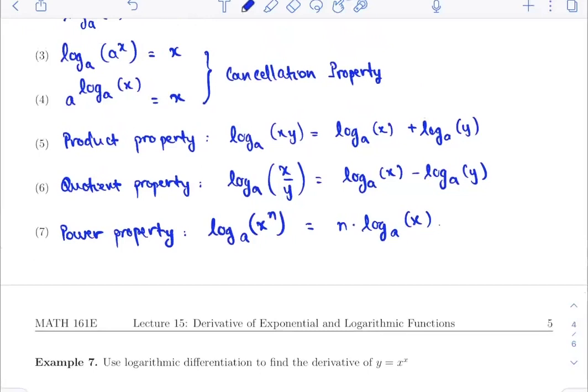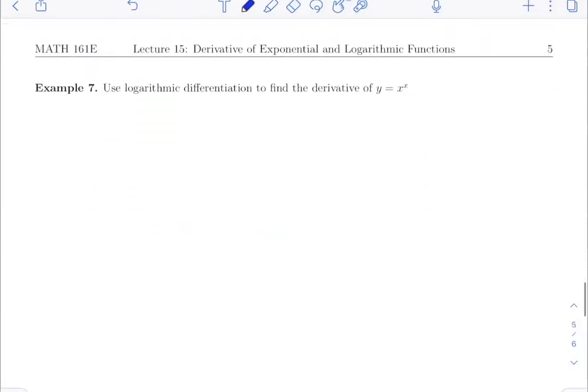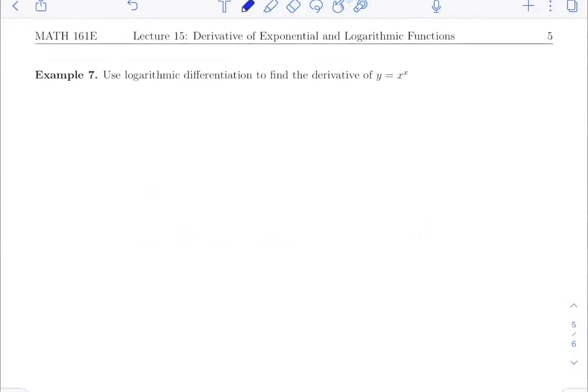I will follow the procedure and I will remind you of the power property over and over again. Hopefully at the end of this lecture, you will be able to understand how to correctly apply the logarithmic differentiation technique. So example 7. Use logarithmic differentiation to find the derivative of y equal to x to the x.